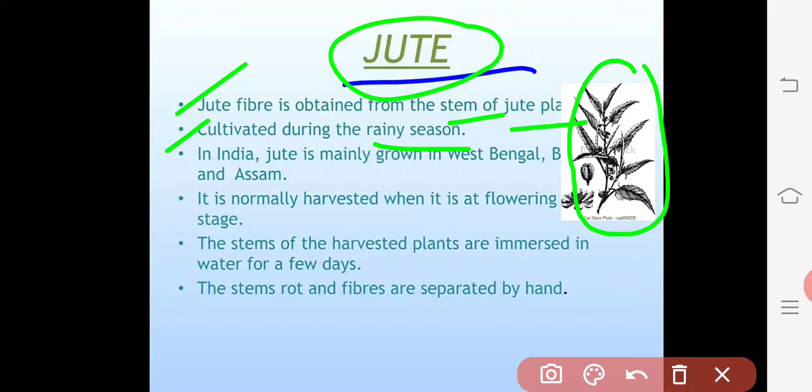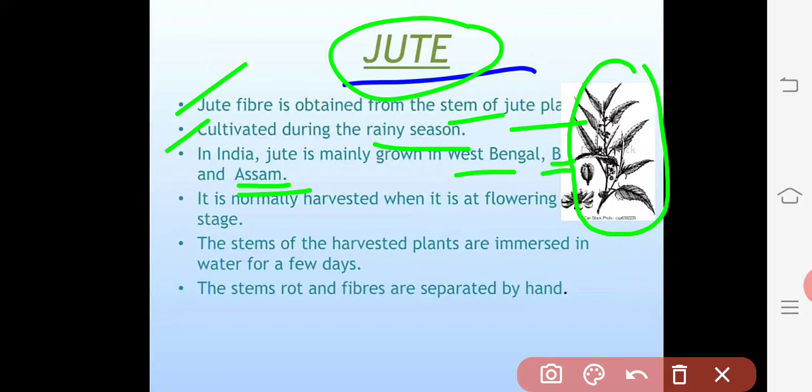Now in India, if we talk about our country, jute is mainly grown in West Bengal, then Bihar, and then Assam. So predominantly these are the three places where jute is grown. These are the three things you have to keep in mind: we get jute from the stem of the jute plant, and in India mainly from West Bengal, Bihar, and Assam.